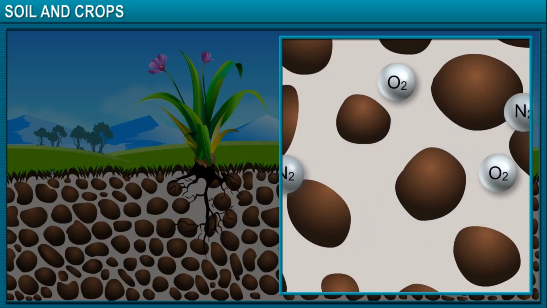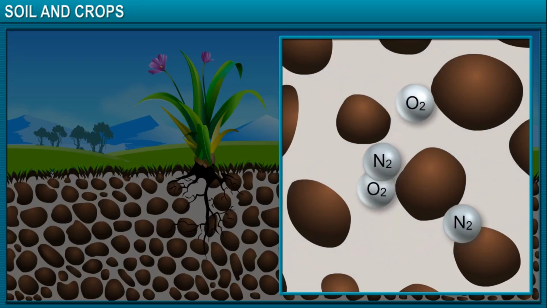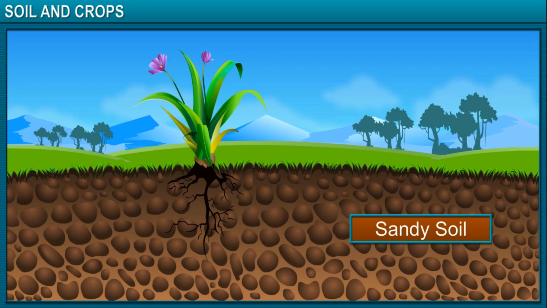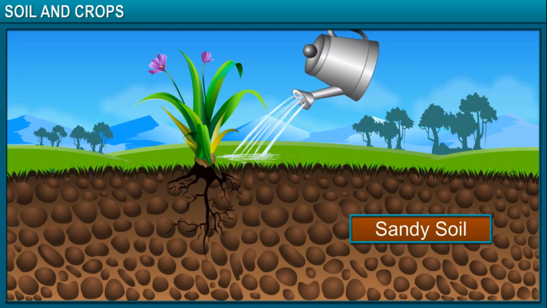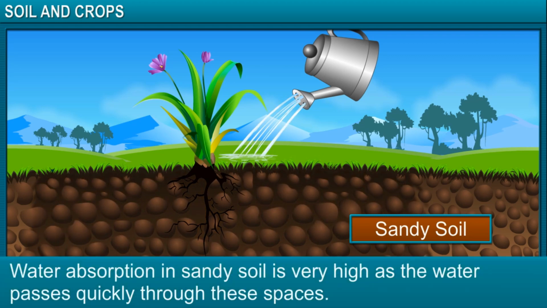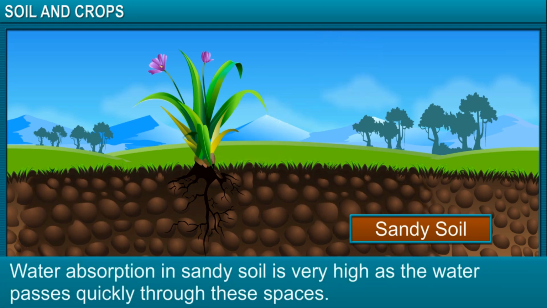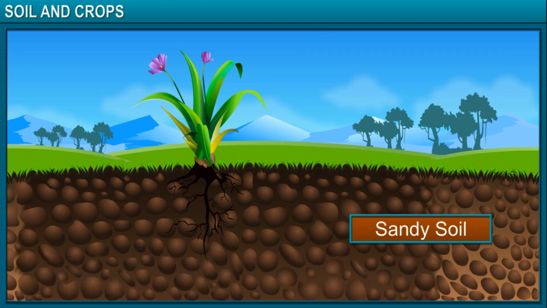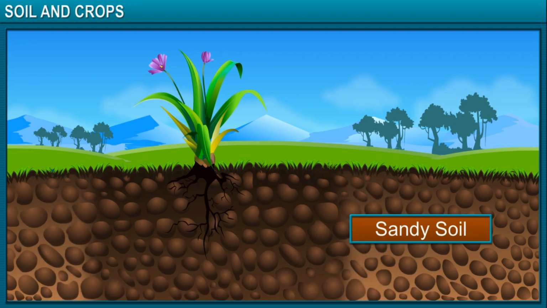Therefore, in this type of soil, water absorption is very high as the water passes quickly through these spaces. These soils are light, well aerated and dry.